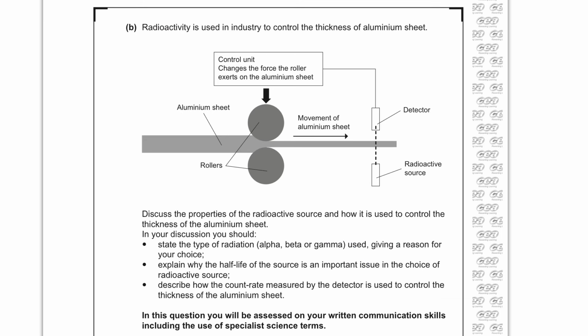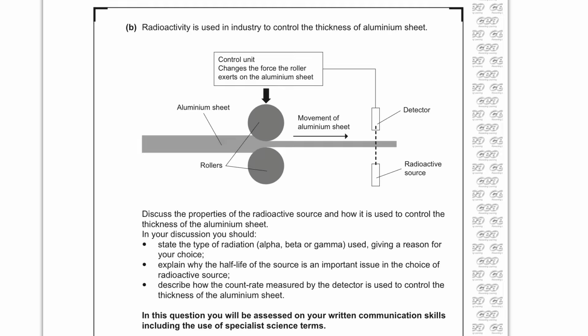Part B, radioactivity is used in industry to control the thickness of aluminium sheet. You can see here we've got this control unit which basically squeezes the rollers, and then we've got a source and a detector. So you've got a radioactive source here being detected by the detector, and that's controlling how much squashing there is. So the thickness of the metal is determining how much of the radiation gets through, and how much of the radiation gets through is then squeezing the rollers to make sure that they maintain a specific thickness.